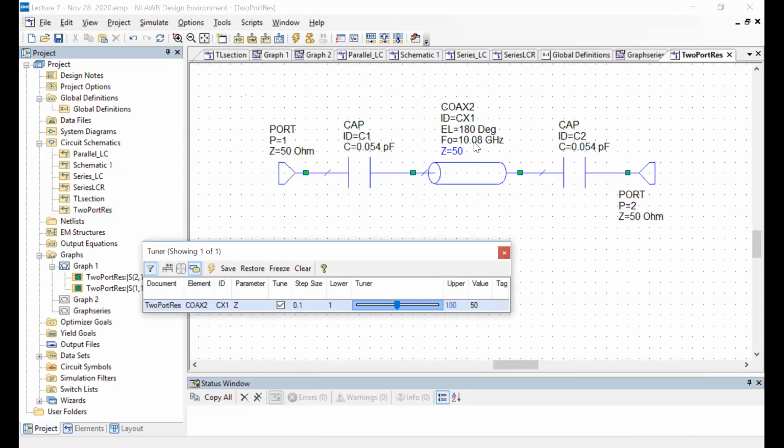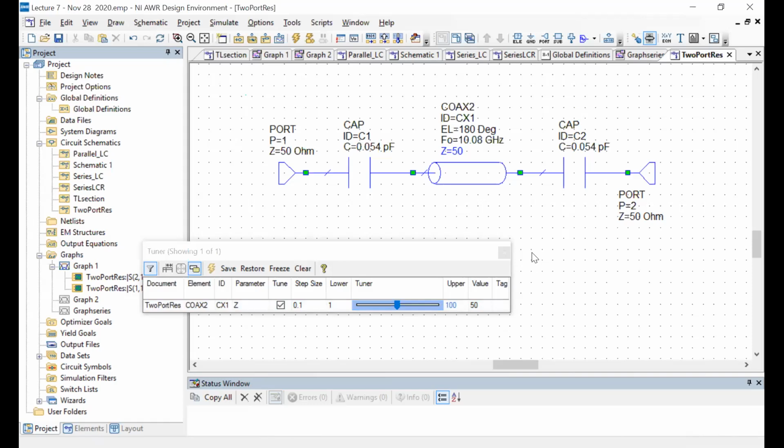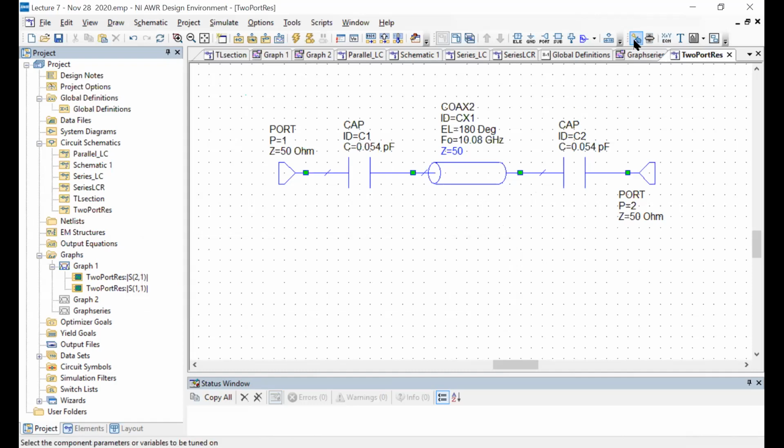Obviously, changing the electrical length and the frequency will also not matter, because that is just changing the length of the transmission line, and having different frequency resonances. Okay. Now, the only thing that is left is these two capacitors. Since these two capacitors are actually the same, let's define here CC.